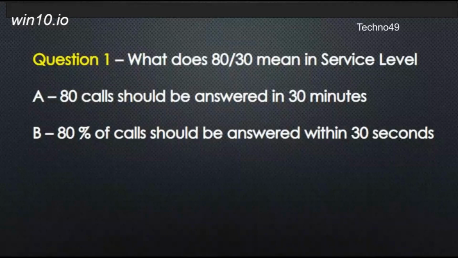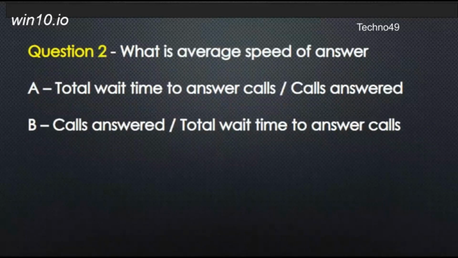Question number 1. What does 80/30 mean in service level? A, 80 calls should be answered in 30 minutes. B, 80% of calls should be answered within 30 seconds. Question number 2. What is average speed of answer? A, total wait time to answer calls divided by calls answered. B, calls answered divided by total wait time to answer calls.